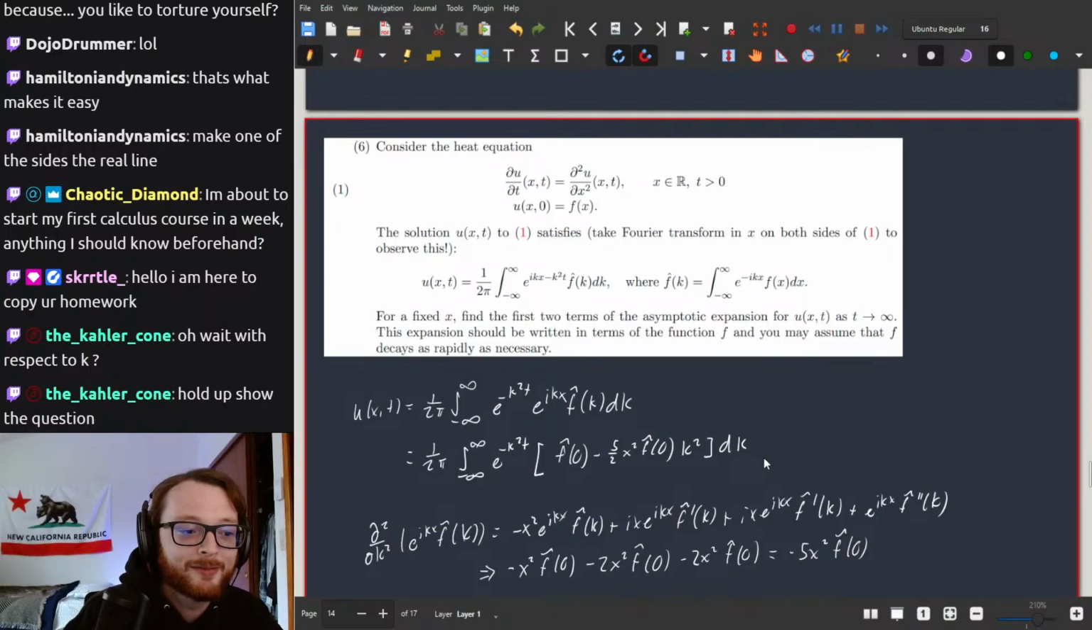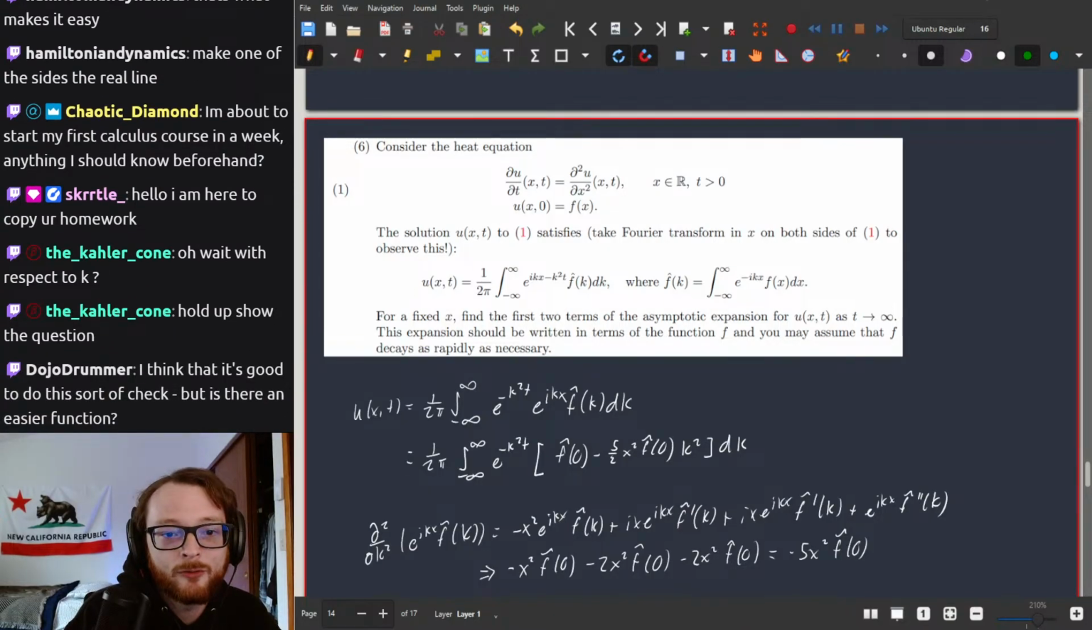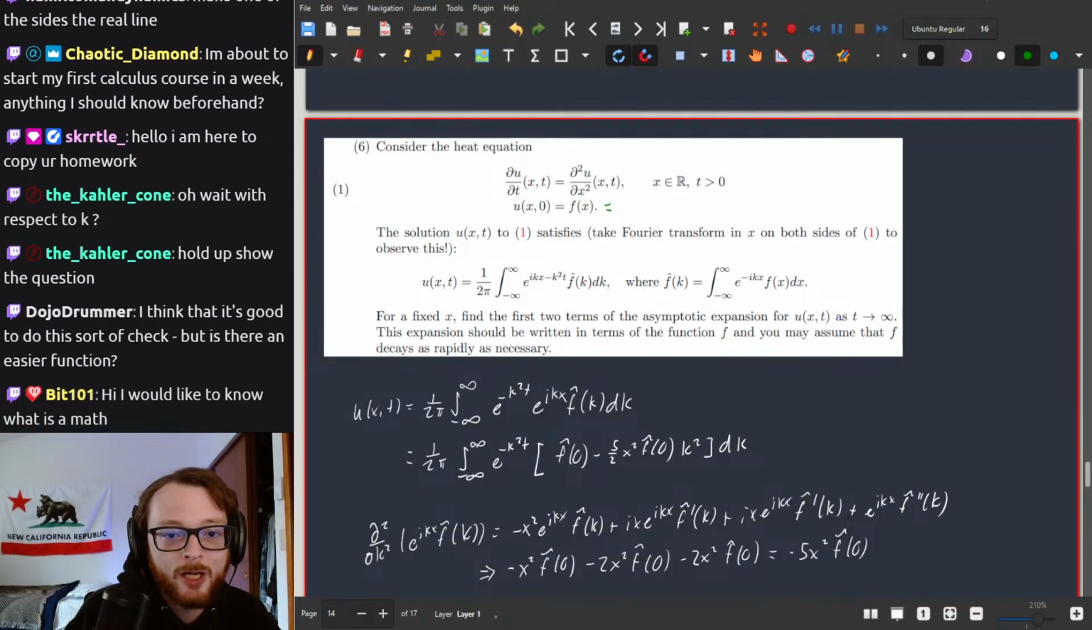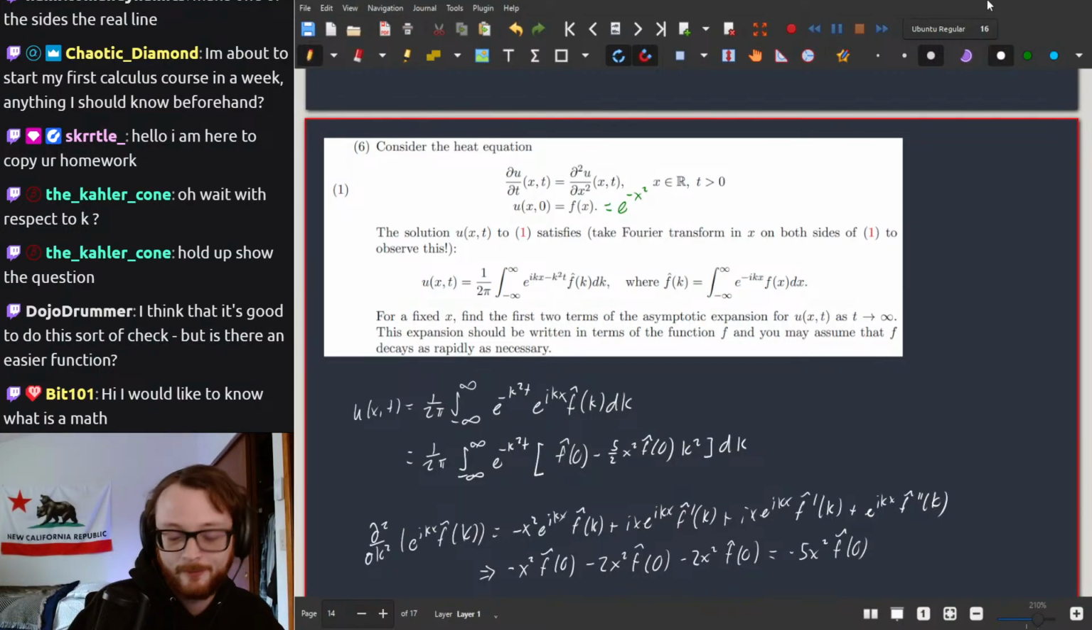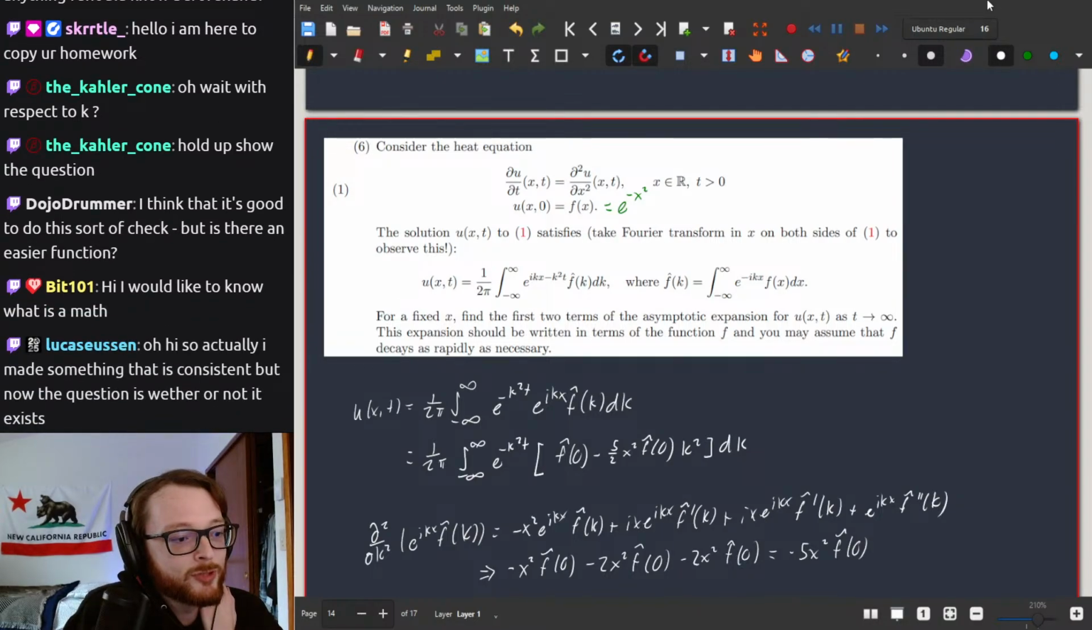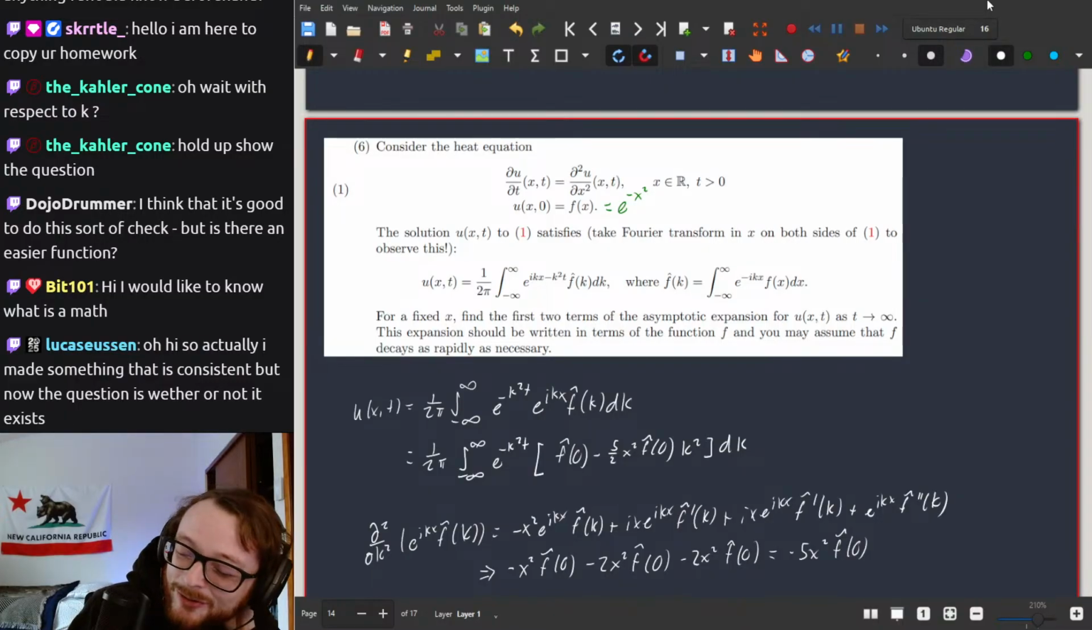Okay. This is the question. The thing I'm trying to do right now is I'm just checking my work and taking f of x equal to minus e to the minus x squared. I think it's good to do a sort of check. Is there an easier function? Probably. I wanted to use a Gaussian because they're such a natural initial condition for the heat equation, but it probably is better to use a different one.